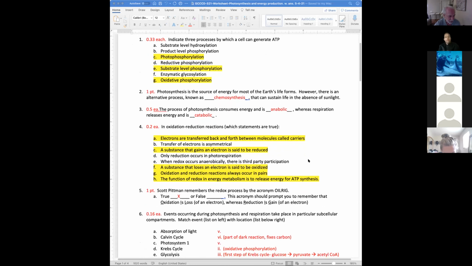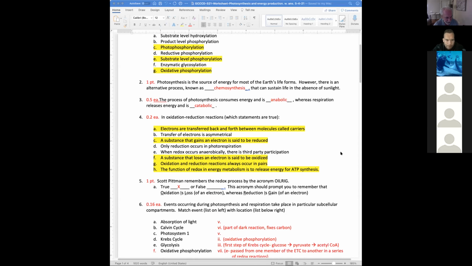Okay, number 4, in oxidation reduction reactions, which statements are true? Electrons are transferred back and forth between carrier molecules. A substance that gains an electron is reduced. The next two are not correct. A substance that loses an electron is oxidized. These reactions occur in pairs. And the whole point is to release energy for ATP synthesis.